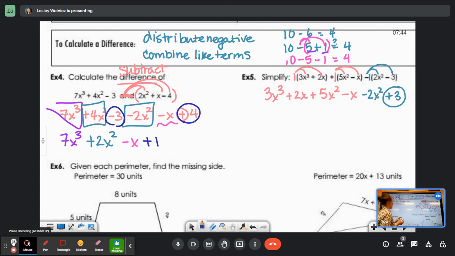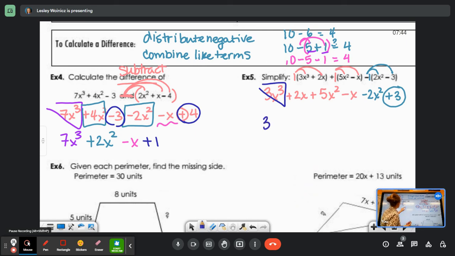Now I do the same thing. I look for my highest degree first. If you always do them in highest to lowest order, your answer will always be in standard form by the end without you having to take an extra step to rearrange it. So we're always going to start with the highest one first.